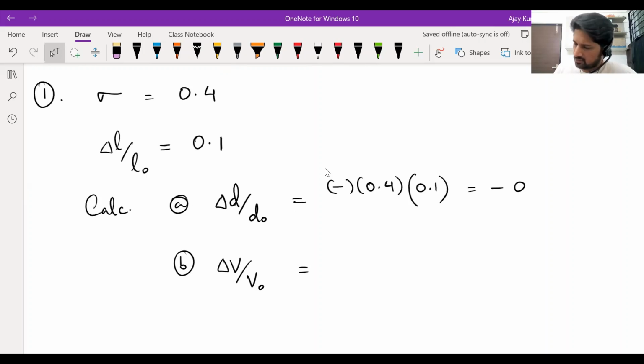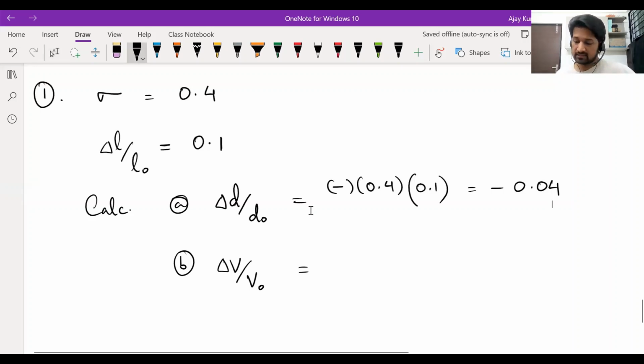So negative of sigma, which is 0.4, times delta L by L naught, which is 0.1, gives negative 0.04 as the relative change in its diameter. And why is it negative? Because length has been increased, diameter will decrease. And because it is decreasing, the relative change is negative.